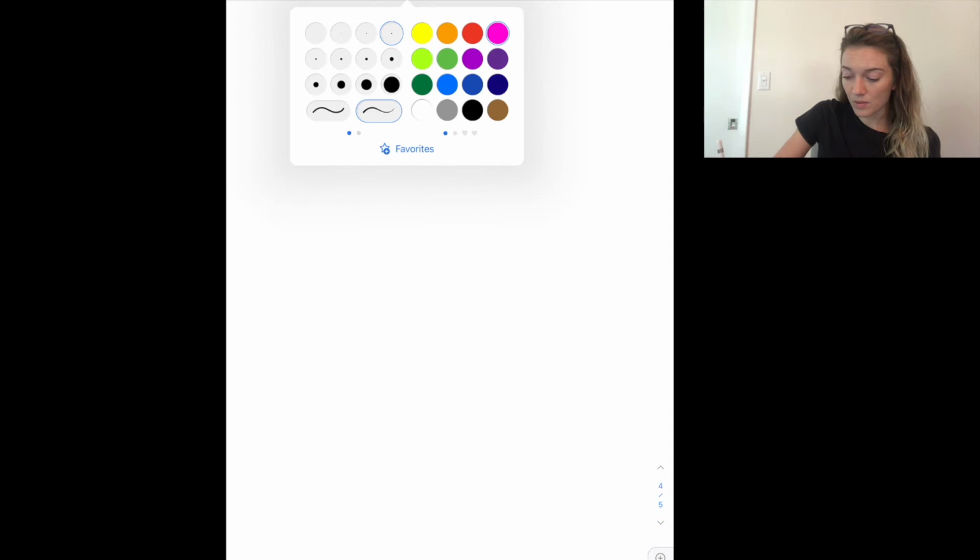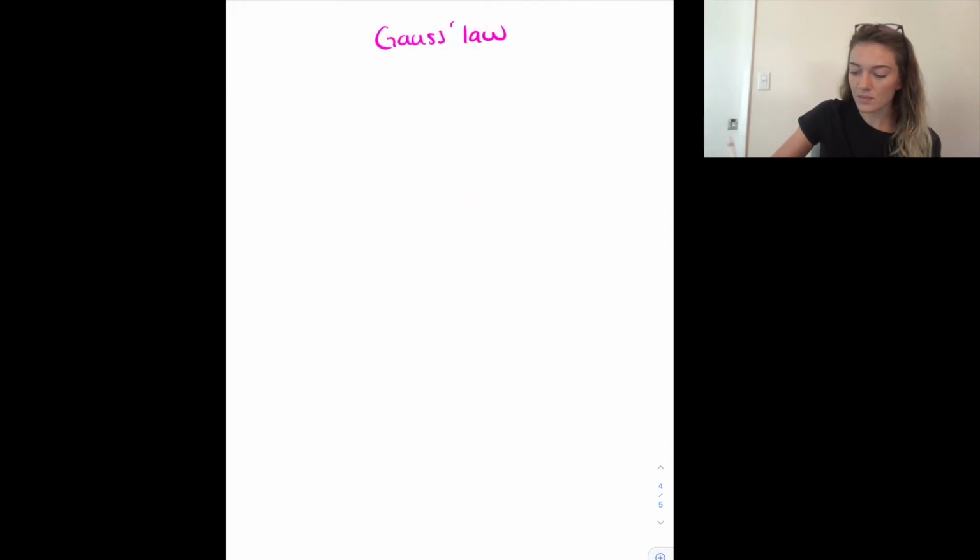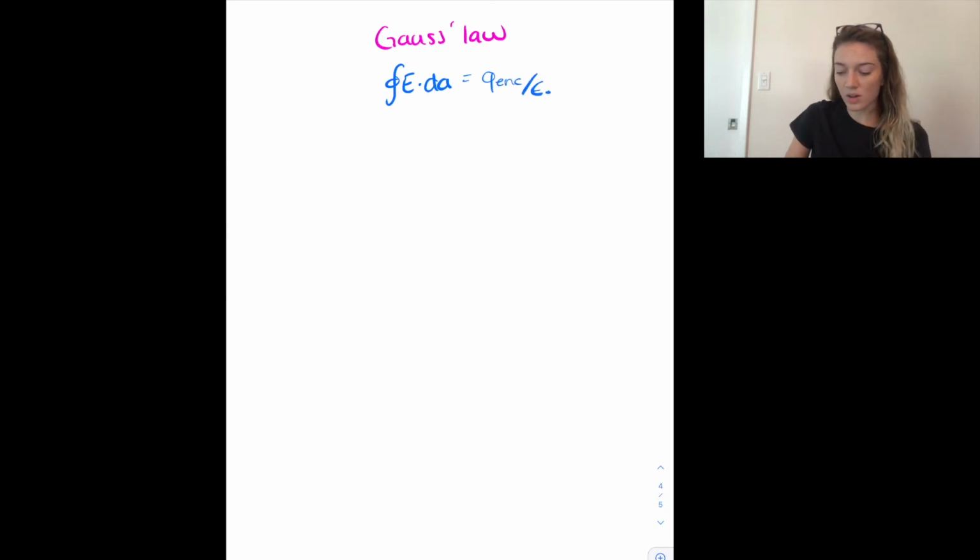So Gauss's law is super important. There will definitely be a Gauss's law question on the exam, so absolutely make sure you know how to use Gauss's law. So Gauss's law is this. Gauss's law is the surface integral of the electric field over some arbitrary closed surface. And that is equal to the flux, which is equal to the enclosed charge in that surface divided by epsilon naught.